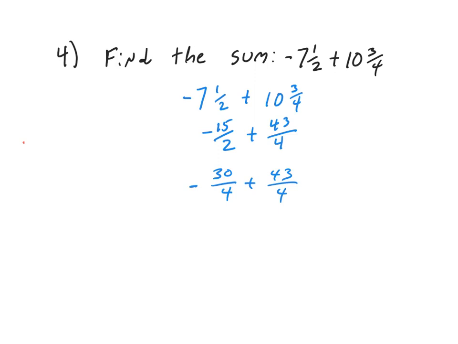Okay, then once we have a common denominator, we're just going to keep that. And then we just have to worry about the top two numbers. And negative 30 plus 43 would give me a positive 13. So we're going to end up with 13 over 4, which is going to be 3 and 1/4.